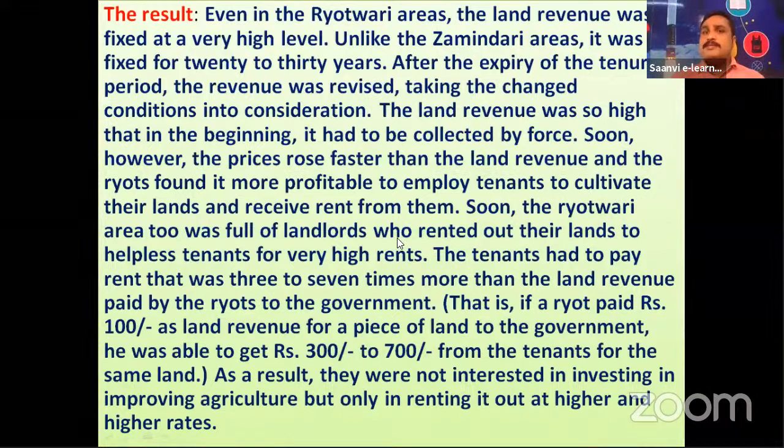Even in Ryotwari areas, the land revenue was fixed at a very high level. So here, in the Ryotwari system, what is the result? You can see, unlike the Zamindari areas, where it was fixed for 20 to 30 years. See the two differences. Even in Ryotwari areas, the land revenue was fixed at a very high level, because it was collected directly, and they had gathered all the documents and details about how much was cultivated. But the benefit of the Zamindari system is that it was for a long time. It means it was fixed for 20 to 30 years.